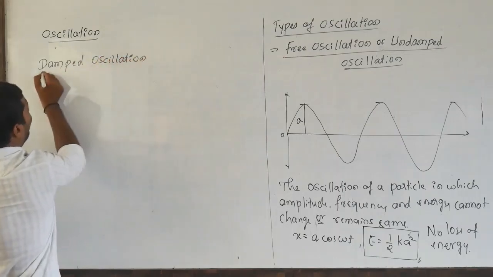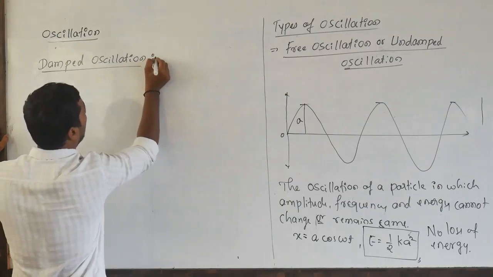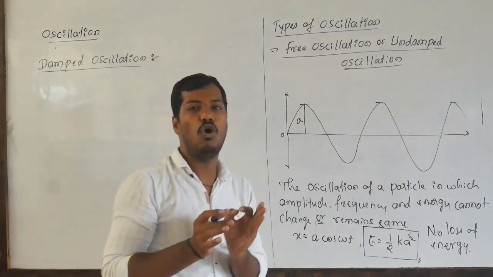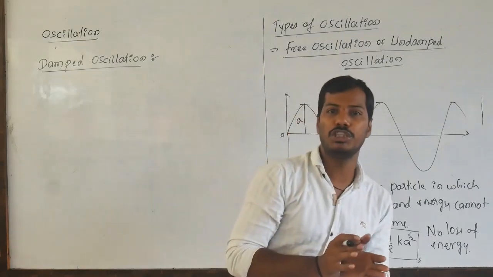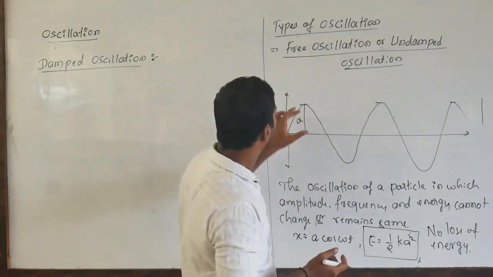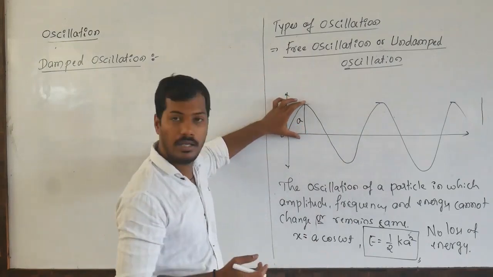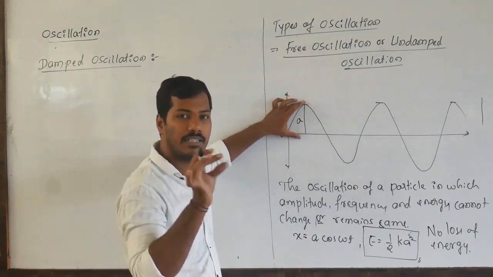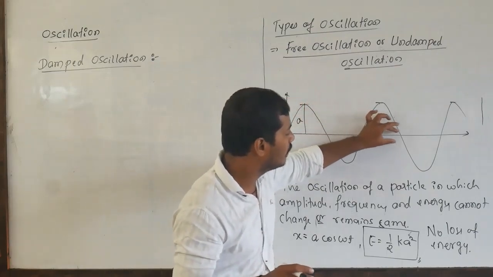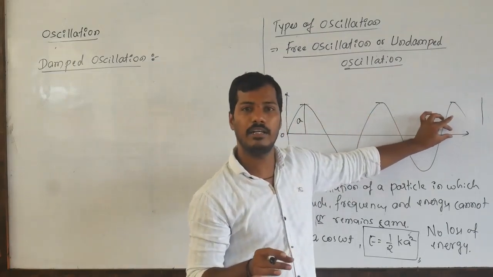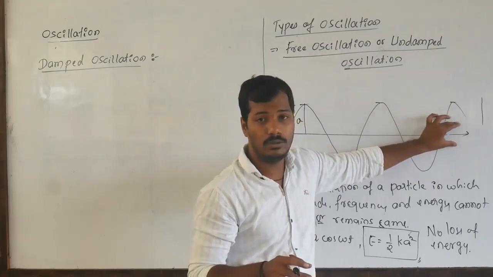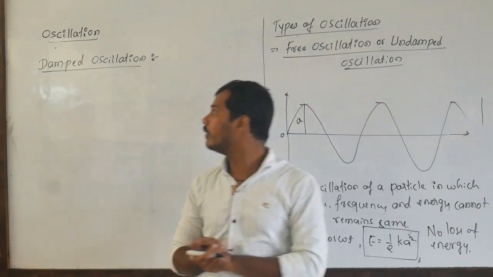Here, the damped oscillation is nothing but the particle starts to oscillate from its mean position with decreasing amplitude. If its initial amplitude is A, after a certain time it just keeps decreasing, and finally it becomes 0. That is called decreasing amplitude.